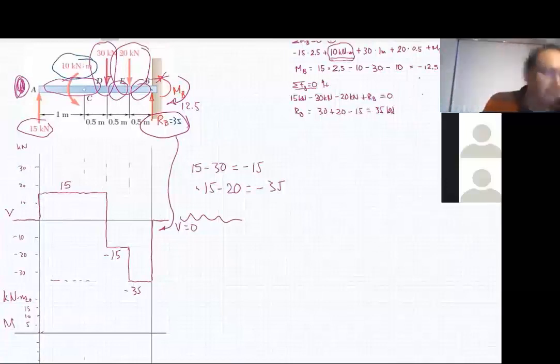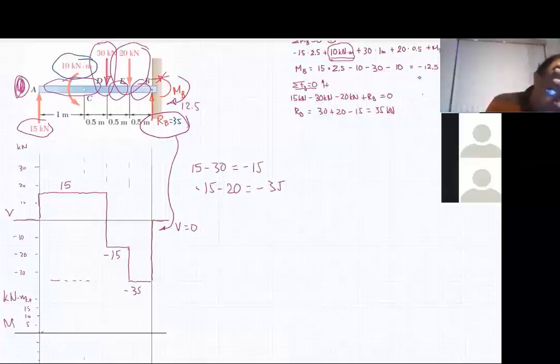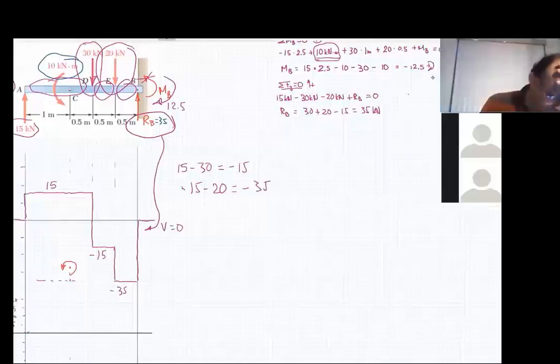Now, shear diagram done, now the moment diagram. For the moment diagram, we have to introduce the concept of a concentrated load here at point C. Let me put it here so I don't forget. There is a moment at this point, a moment of 10 kilonewtons meters.